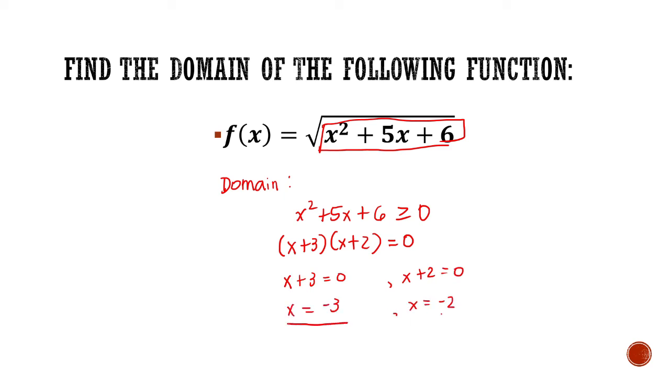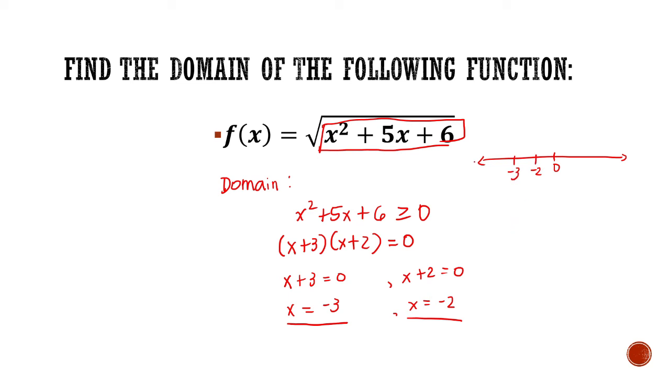So we have here two x values. But how do we write our domain? Before we write the domain, we have to determine if these numbers are included in our domain. To do that, we have to draw the number line and locate these numbers. So if this is 0, we have here negative 2 and negative 3.